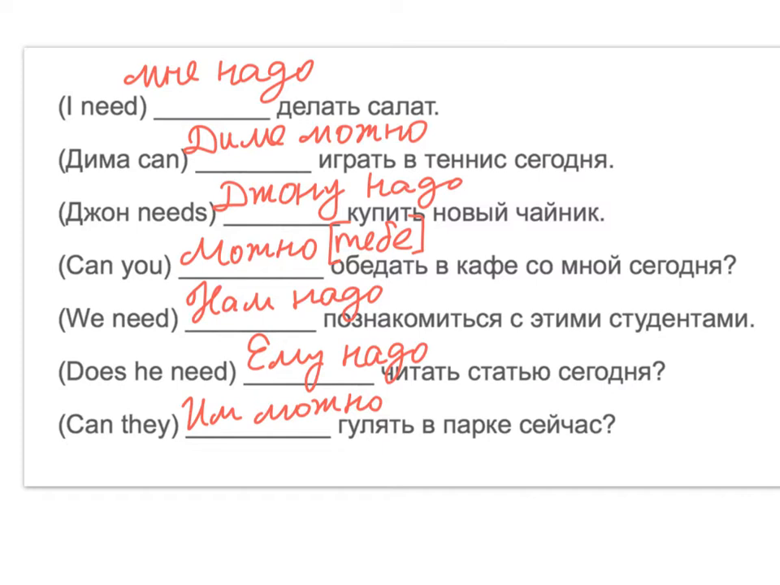Dima can play tennis today. Диме можно играть в теннис сегодня. And I just also want to remind you that in this case, can means not can physically, but has the permission, for example, or has the ability in the sense that he's not too busy to play tonight.